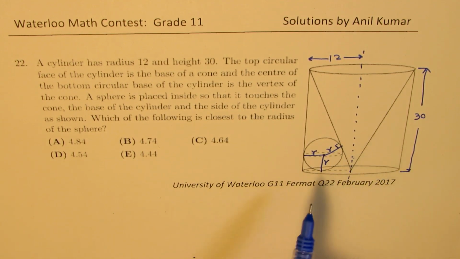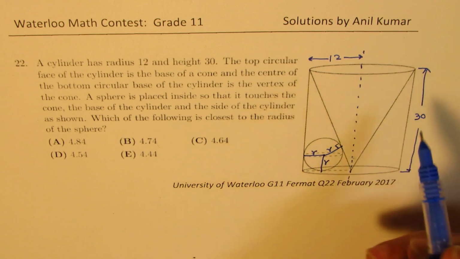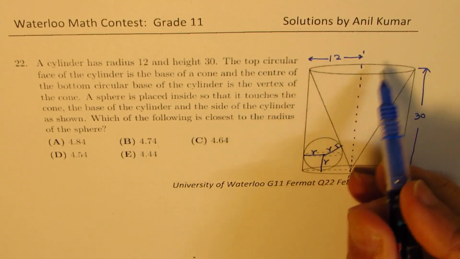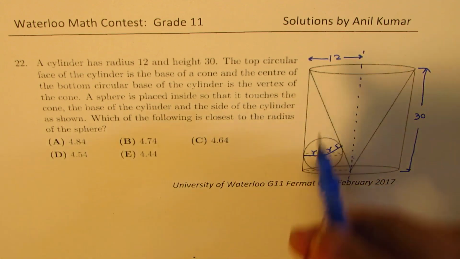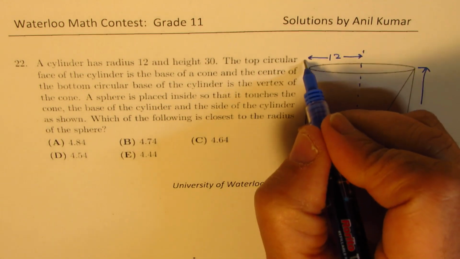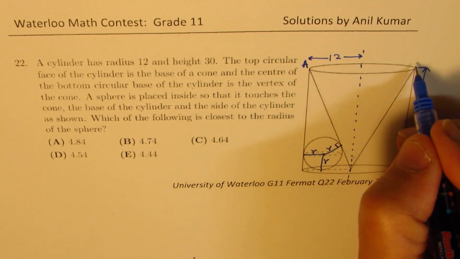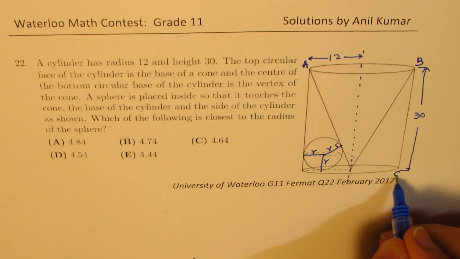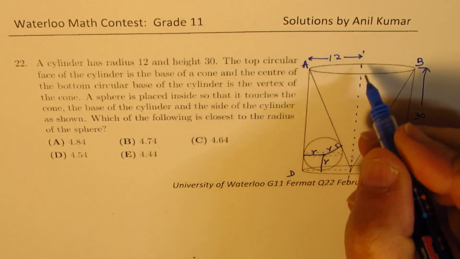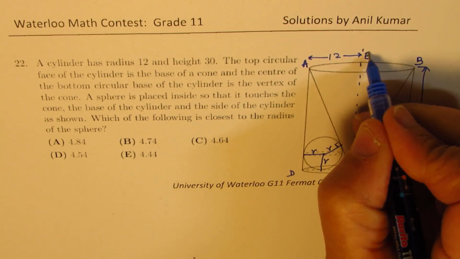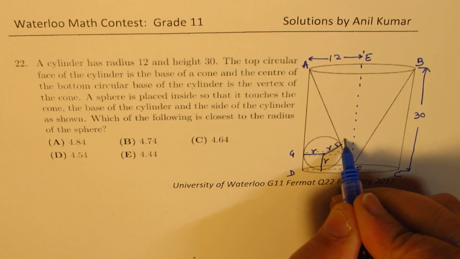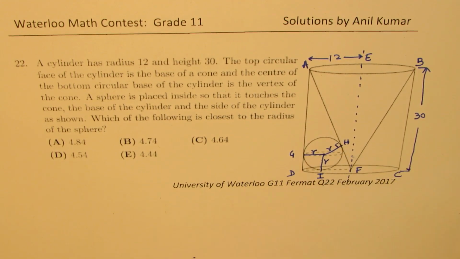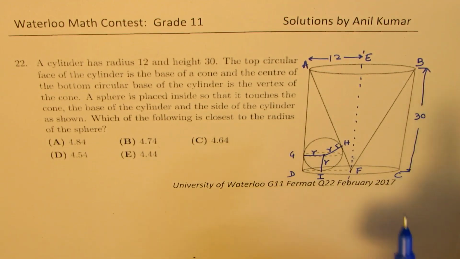What you notice is that we can actually find this 30 and this 20. We can find the slant height of this cone. So let me label this. Okay, so let's label this as A. Let's label everything A, B, C, D, right? So let's say EF. Okay, and these points G, H, and I. Let's see how it works out. Okay, so all this is labeled now.